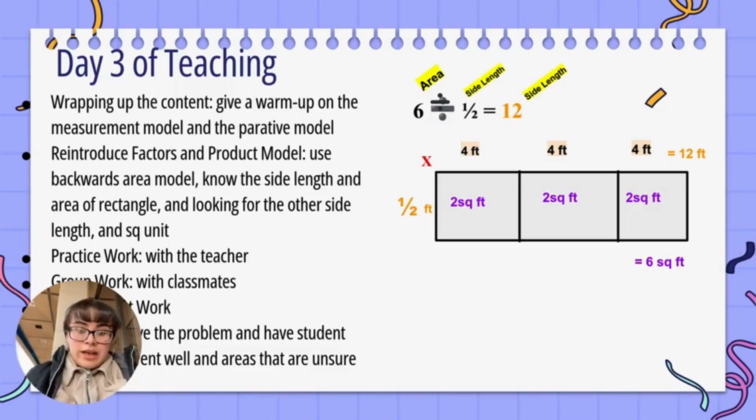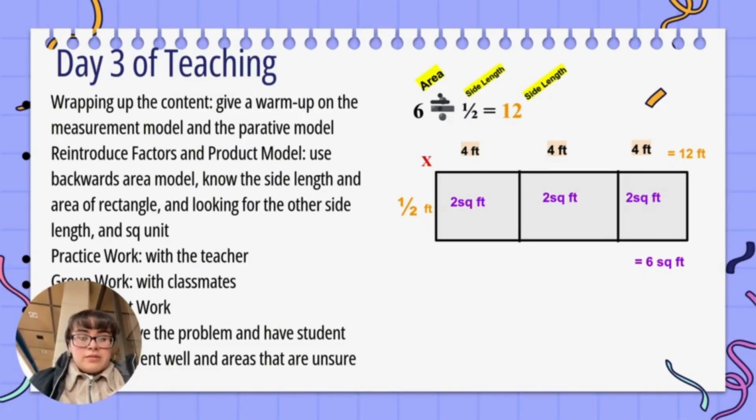students are able to check their answers. If they did the side length correctly, the area should equal that answer. I would also go in depth about the labeling. So in this example, the area is 6 divided by half, and we're looking for the other side length.